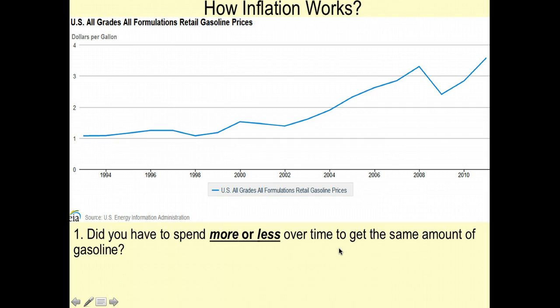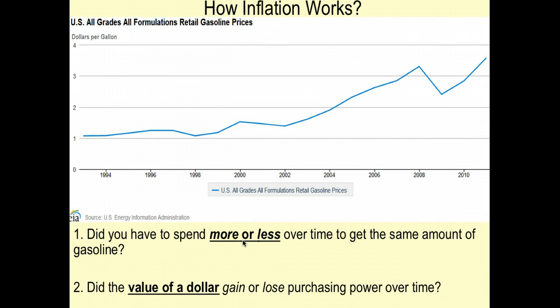So question 1 asks, did you have to spend more or less over time to get the same amount of gasoline? Remember, this is the amount of money for 1 gallon. So did you have to spend more or less? Yep, you're right, you had to spend a lot more to get the same amount of a good.